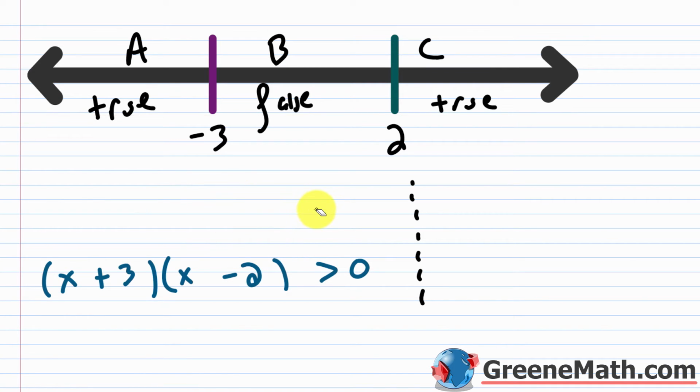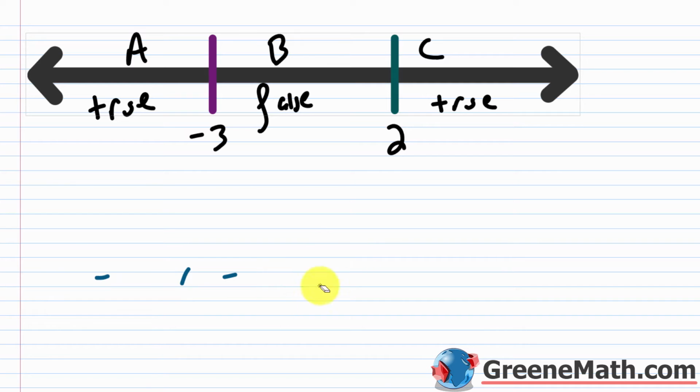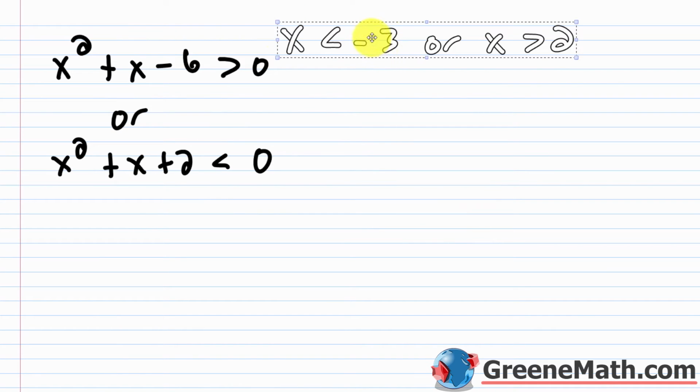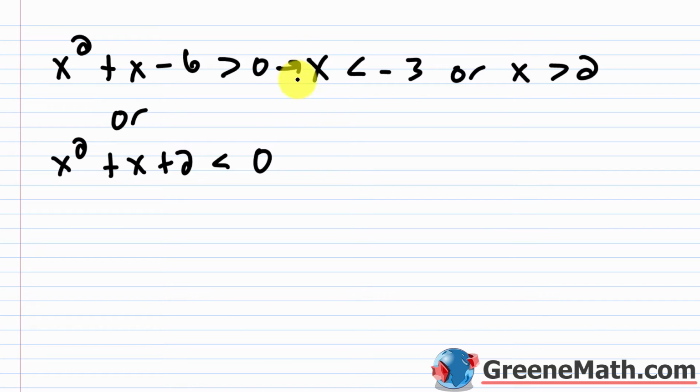Okay, so we've found our solution. Let me get rid of this. This is a strict inequality, so -3 and 2, those are excluded. So basically, you would just say that x is going to be strictly less than -3, or x is greater than 2. So let me come back up here, and I'm going to paste this in right here. This is my solution for this.